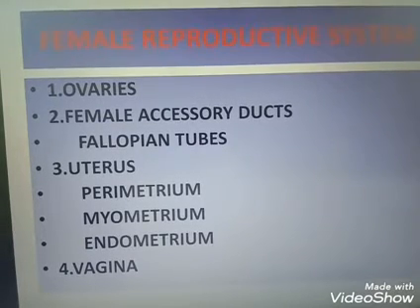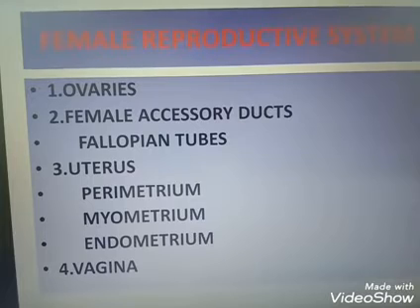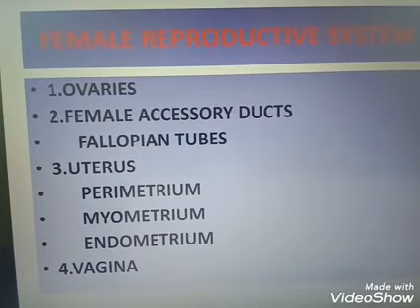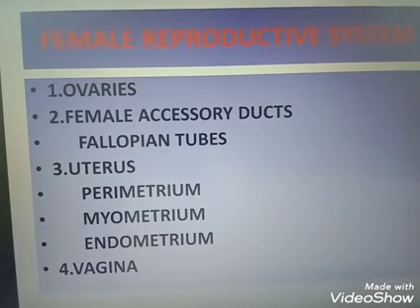Then the ovarian stroma. Each ovary is covered by a thin epithelium which encloses the ovarian stroma, with an outer dense layer called cortex and the inner loose layer known as medulla.